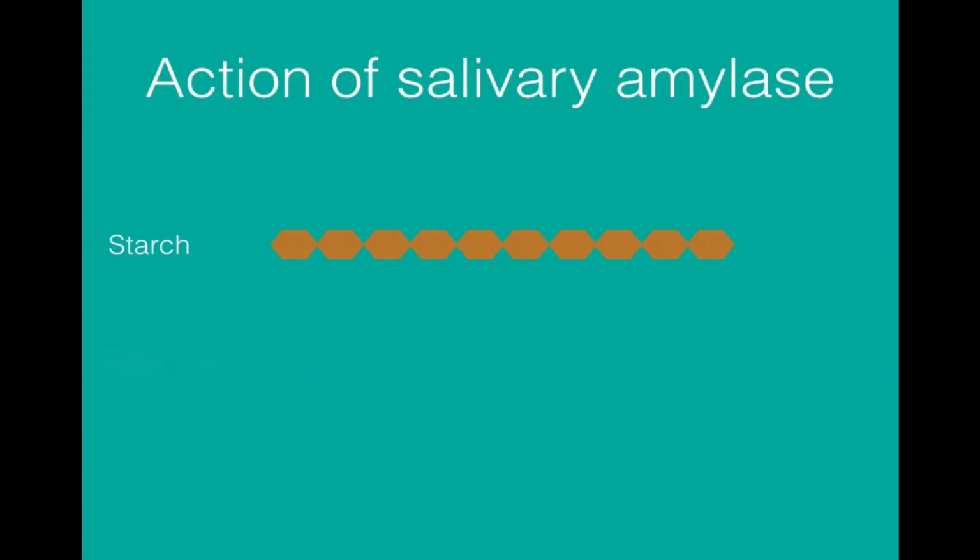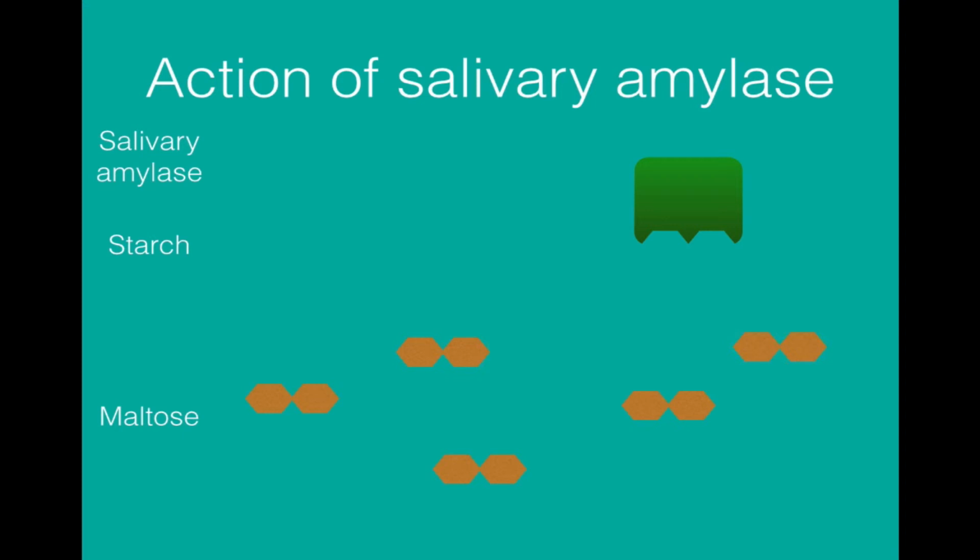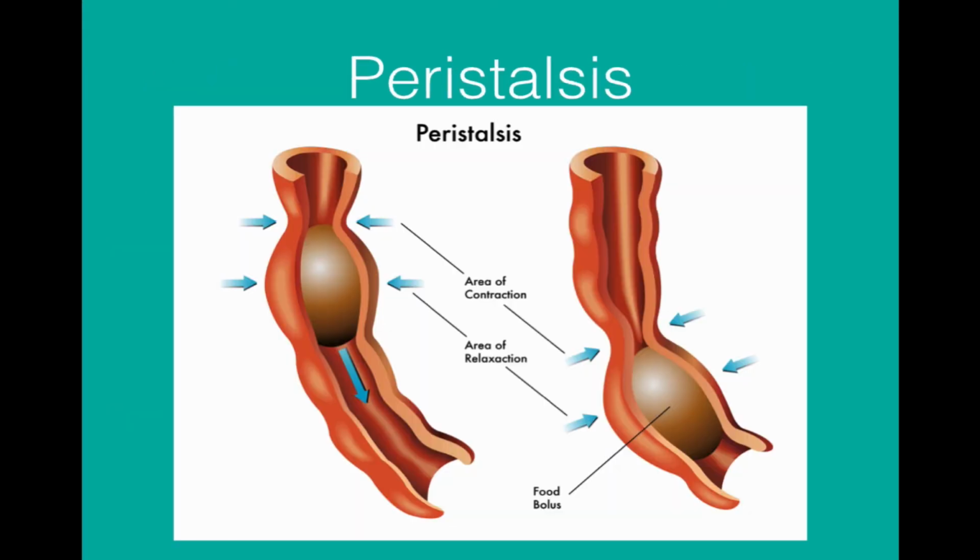Now let's also think about salivary amylase. Salivary amylase is produced in the mouth, and it digests starch. Starch is a long molecule consisting of many glucose molecules, many hundreds of them. What amylase does, in green here, is it takes the starch and cuts it into smaller pieces. These smaller pieces are disaccharides known as maltose. Later on in the small intestine, this maltose gets digested into glucose.